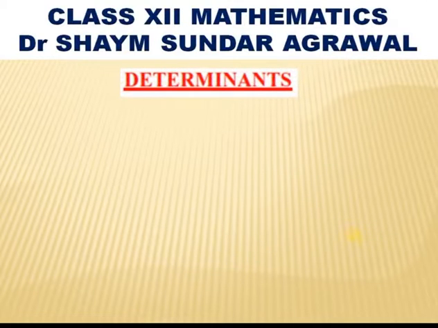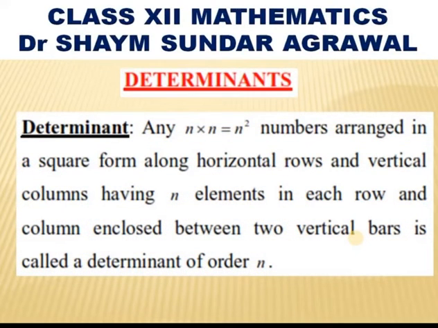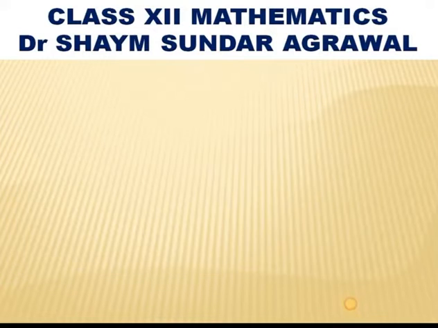So let us discuss determinants. Any n cross n numbers arranged in a square form along horizontal rows and vertical columns, having n elements in each row and column and enclosed between two vertical bars, is called a determinant of order n. Just like a square matrix has n rows and n columns, but is enclosed between closed brackets, here they are enclosed between vertical bars.